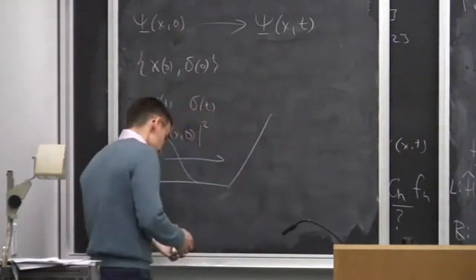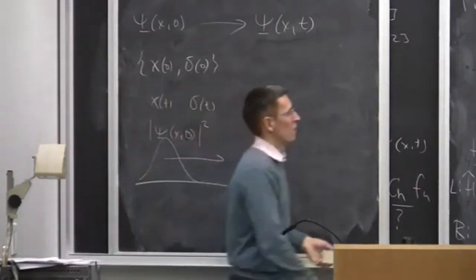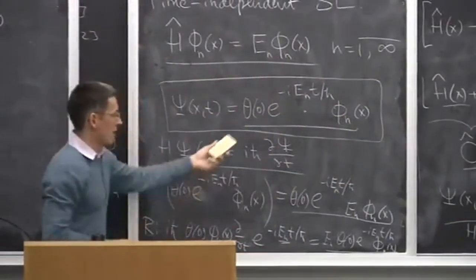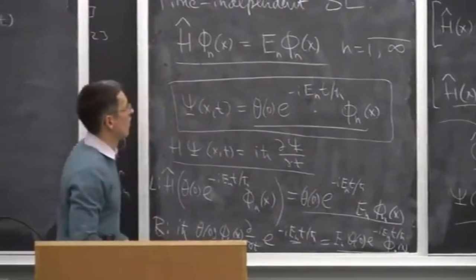Now, superposition principle. We still have ambiguity because any product like this would work.